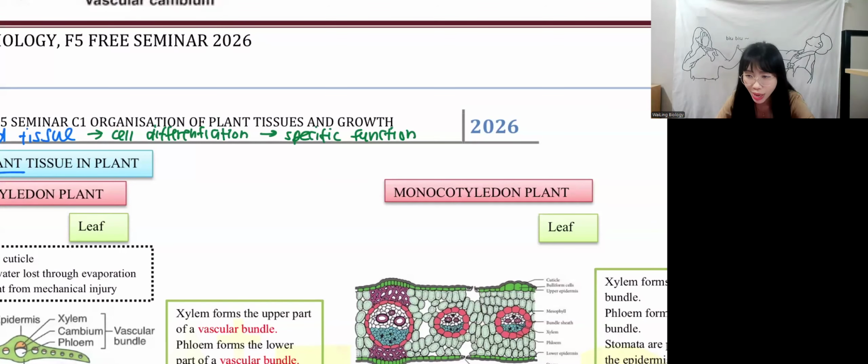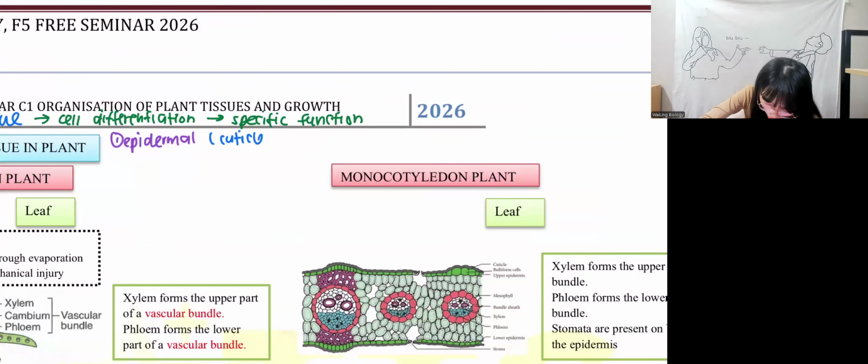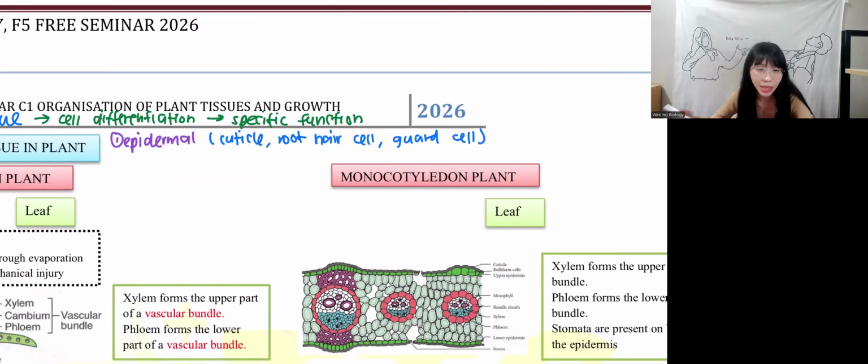In permanent tissue, we actually have three examples, but it's not in these notes because this is the short notes. The first one that we have is called epidermal tissue. Epidermal tissue is referring to the outermost layer. We call this epidermal. So for epidermal, we have cuticle, we have root hair cell, we have guard cell. So we have three examples of epidermal, the outermost layer.